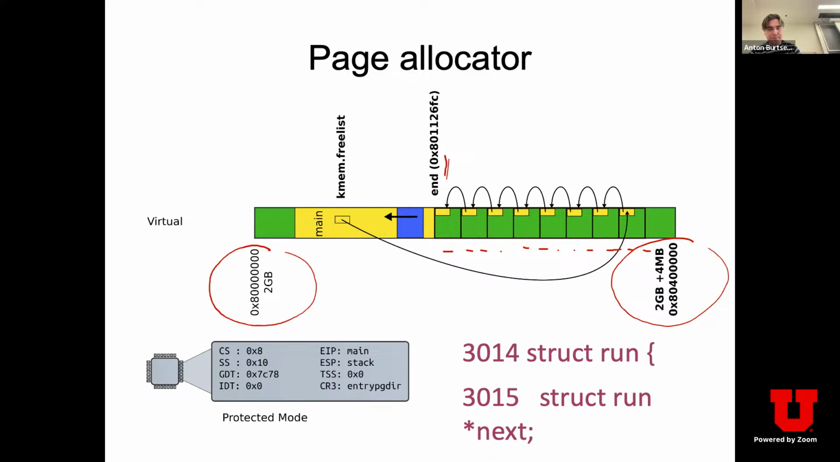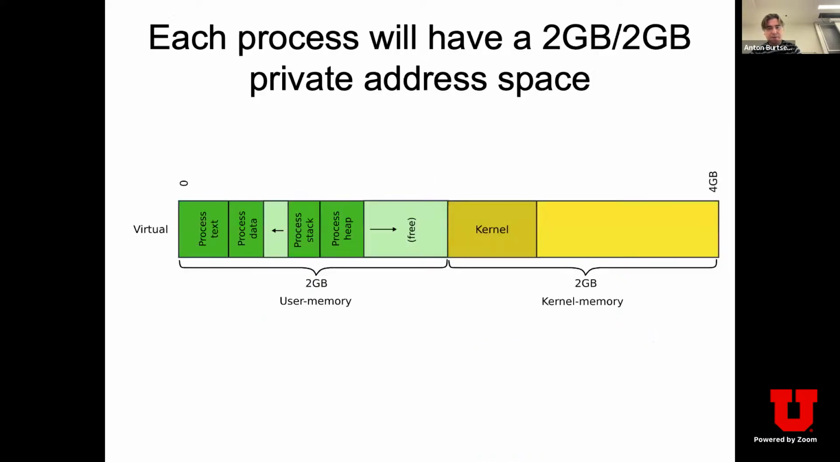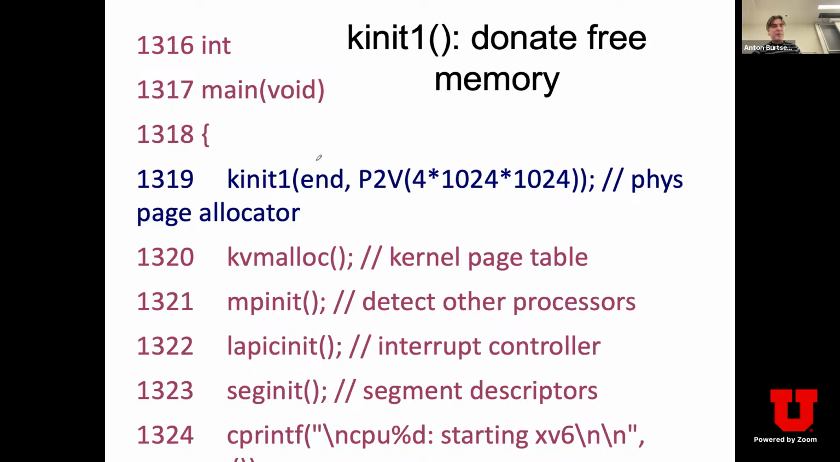Let me show you the name of this function, right? Hold on, that's not it. When they boot into main, they invoke this function kinit1. Kinit1 says, okay, please initialize the memory allocator starting from the end up until the 4th megabyte, right?